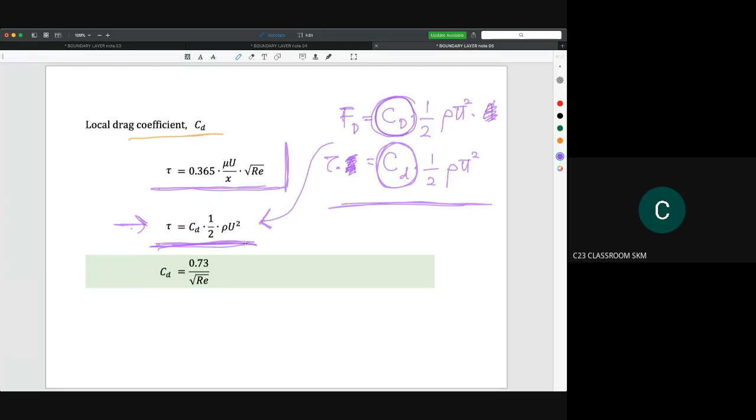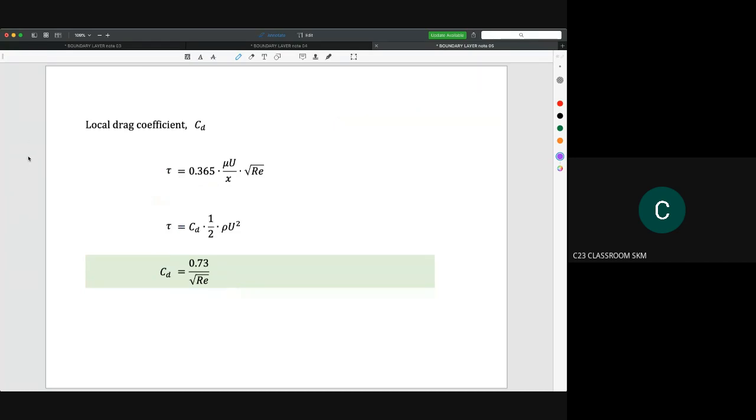You can see here we have two equations telling us the value of shear stress. If you equalize both of these equations, you could say that C d is equal to 0.73 over the square root of the Reynolds number. I hope you can try this at home. The calculation is simple. I just give you the idea.